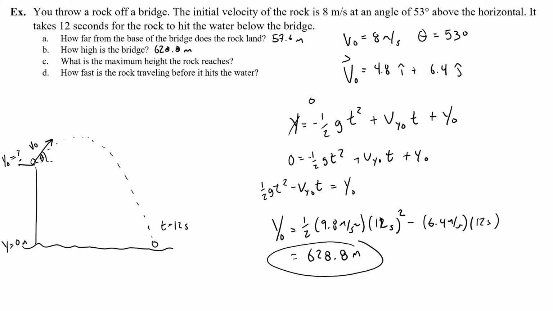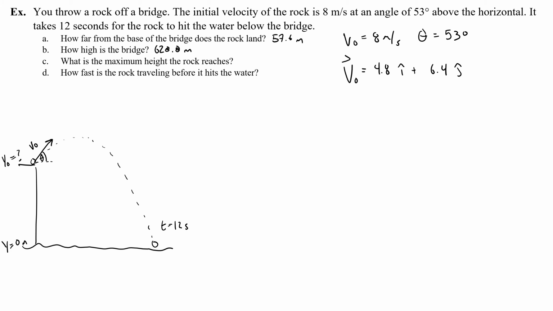Well, now that I have the initial height, I think I would probably graph this problem to figure out the maximum height that the rock reaches. So what I would do is take this same equation that we just used, and write a graphable form of the equation. So this would be negative 4.9 t squared plus 6.4 t plus 628.8. Sorry, no units for my graphable equation.